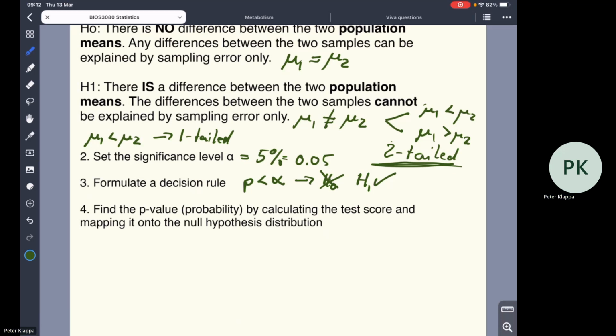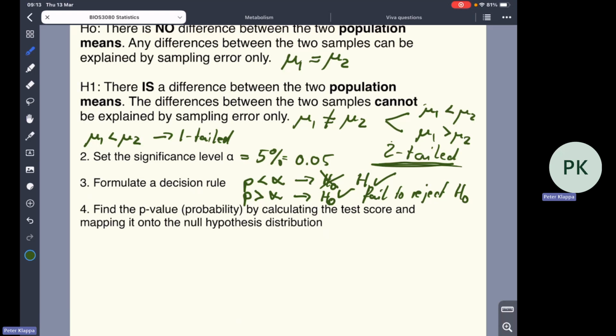If P is larger than alpha, we say we fail to reject the null hypothesis. As I told you, we are not accepting it. We just simply say we fail to reject it. Okay, so that's our decision rule.